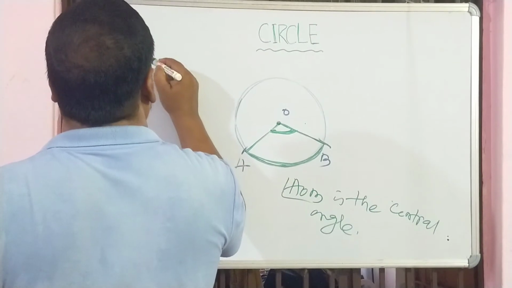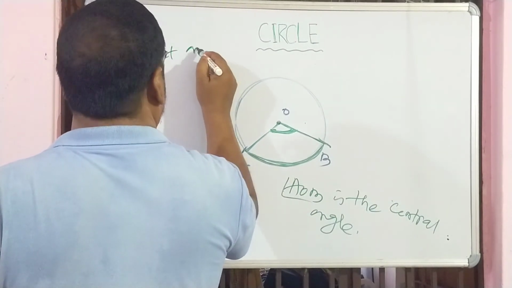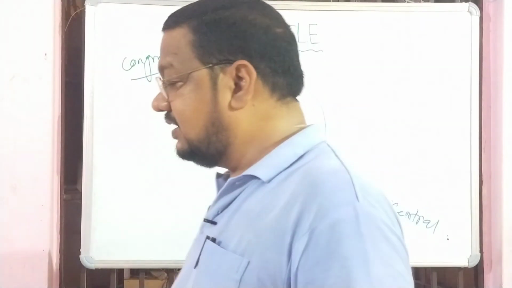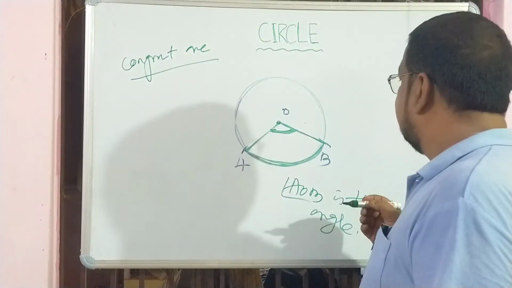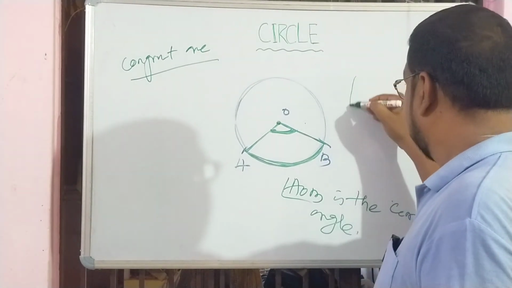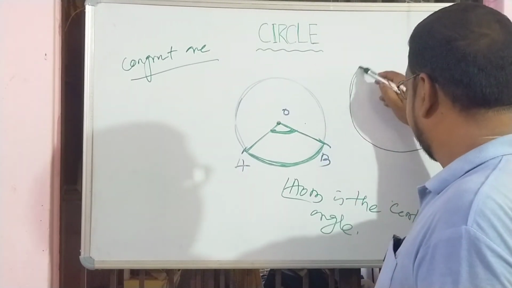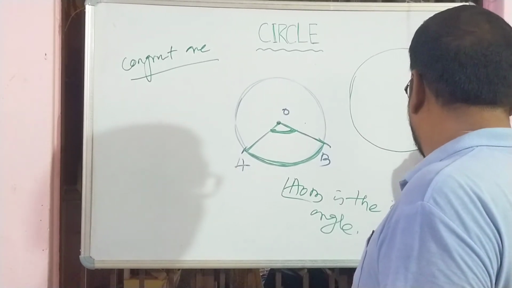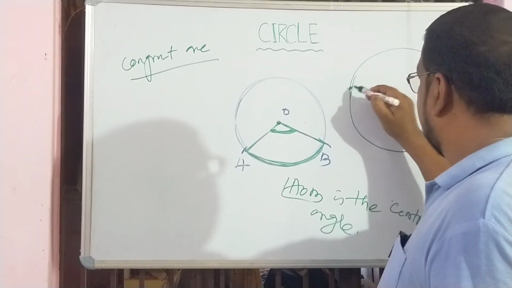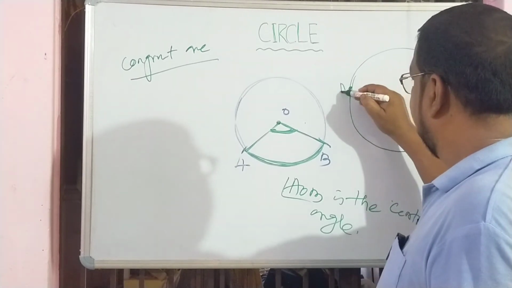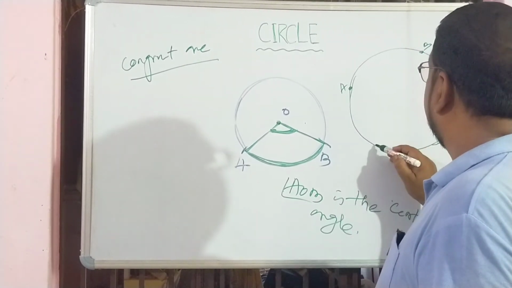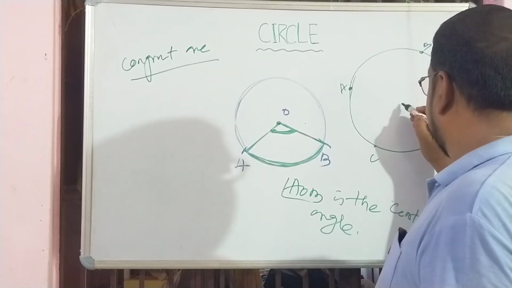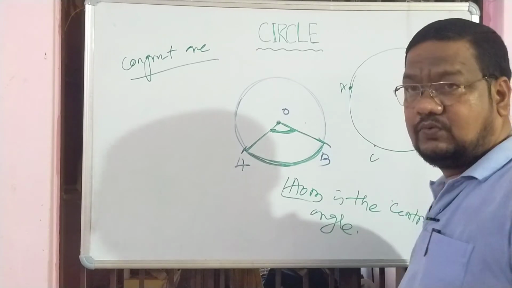Congruent arc. Two arcs of a circle are said to be congruent if their central angles are equal. That means, suppose this is the arc AB and this is also an arc CD. This is the center of the circle O.